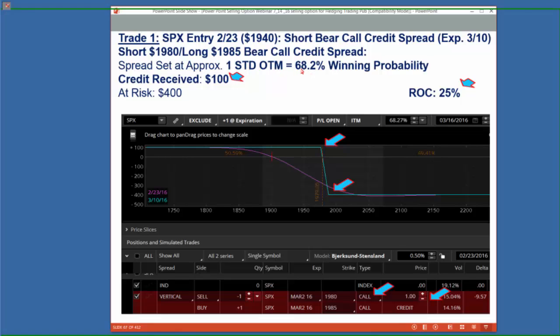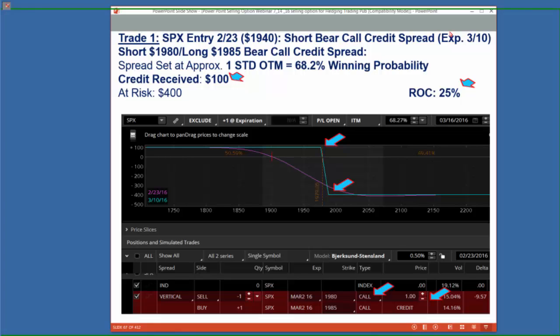The margin would be the difference of your capital at risk of $400. And if everything went smooth and you kept that $100, that's a 25% return over about a 15-day period. So not too bad. So 1980, 85 bear call credit spread right here. That's what it looks like.